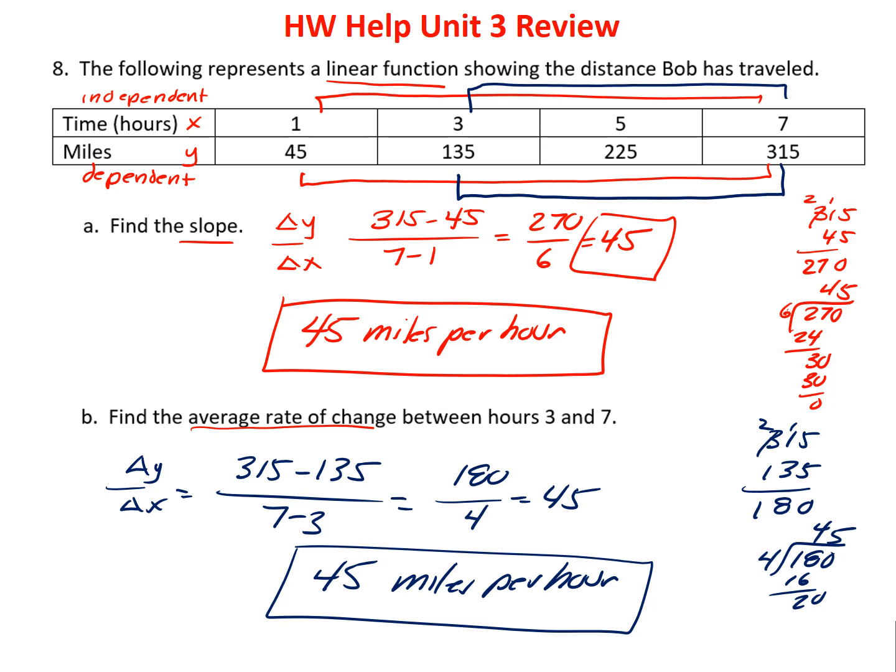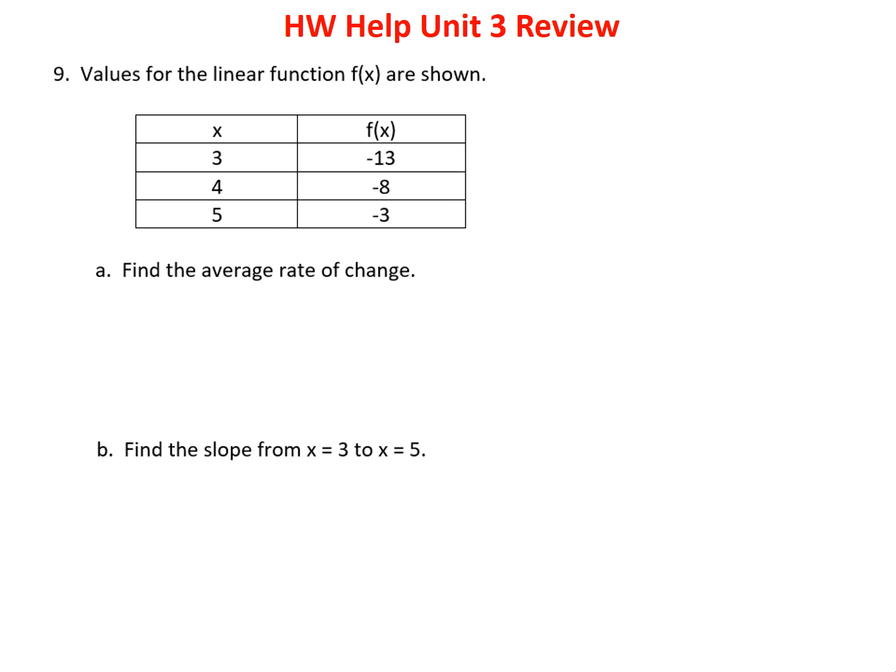Okay, so our average rate of change and our slope are identical. And that's always true in a linear function. Problem 9 is almost exactly like problem 8. They just changed the table around. Here's our X, and here's our Y, or f of x.